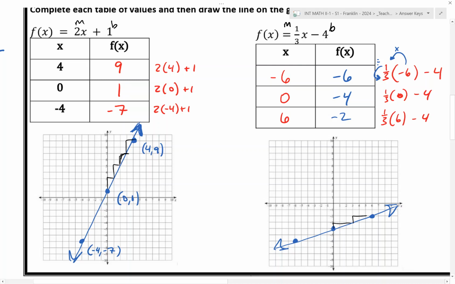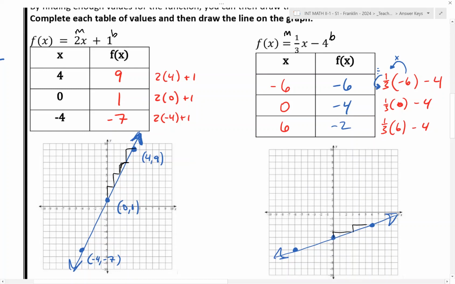So that's how you use function notation to gather points so that you can graph the line. What's nice about this, because even though using slope-intercept form is quicker to graph a line, this works no matter what our equation looks like, and it also works for nonlinear functions as well. So you can use this process to graph any function, not just a linear one.